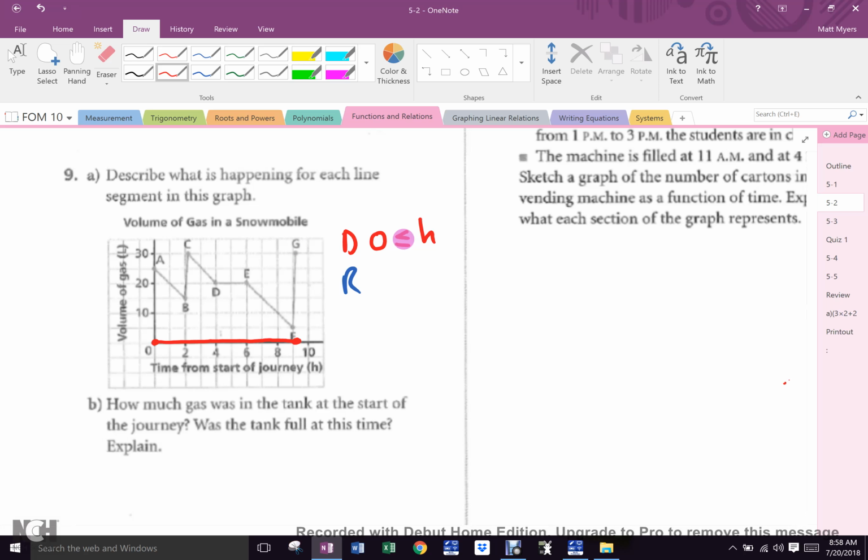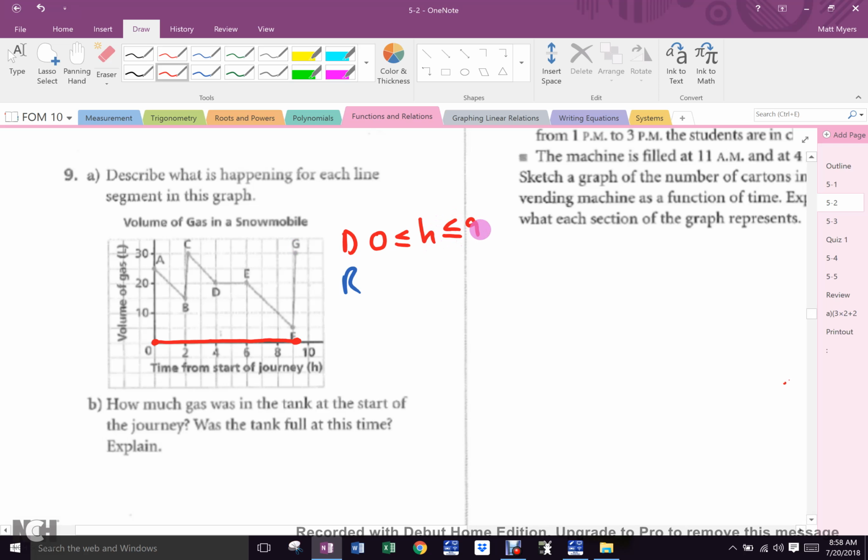Okay. Now, the journey ends just past 9 hours, yes? For illustrating purposes, I'm going to say it ends at 9 hours, and that's when I stop riding my snowmobile. Do I get to 9 hours? Yeah. So my hours are also less than or equal to 9.